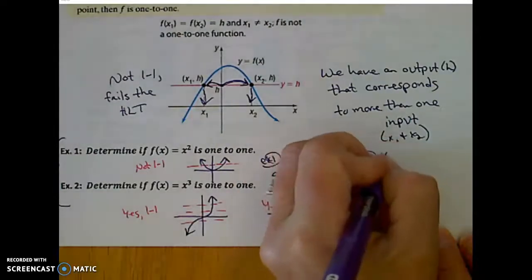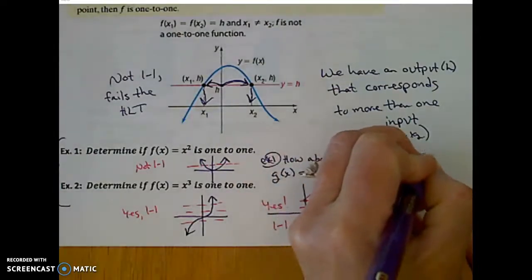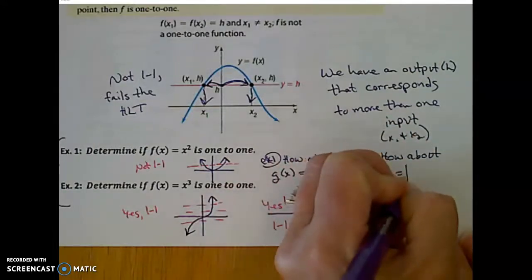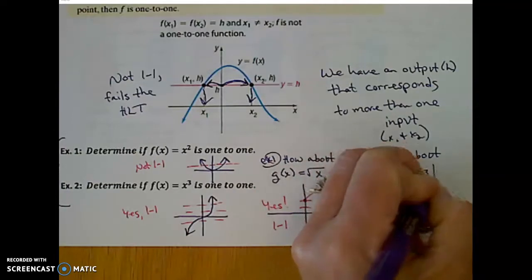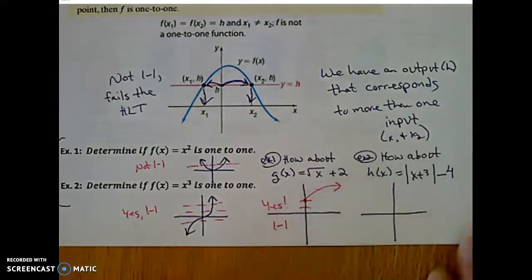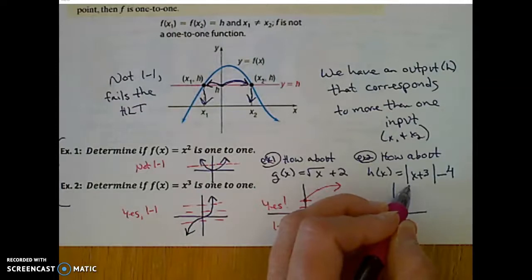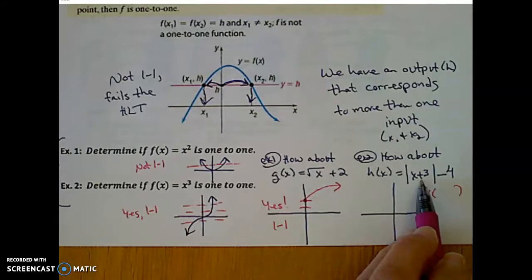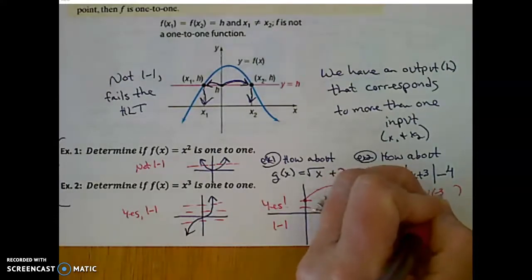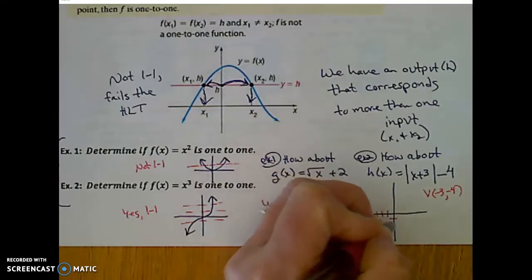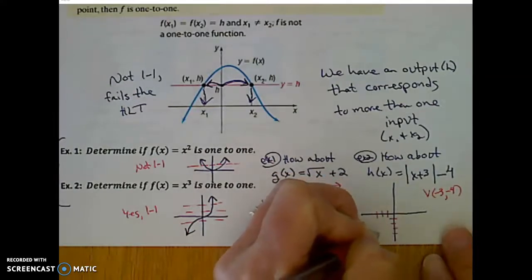One more. Can you sketch h of x is equal to the absolute value of x plus 3 minus 4? Sketch that function and decide if it's a one-to-one function. Absolute value function is a V shape. I can find the vertex. This shifts my absolute value to the left 3, down 4. I get a vertex at negative 3, negative 4, and that's a V shape.